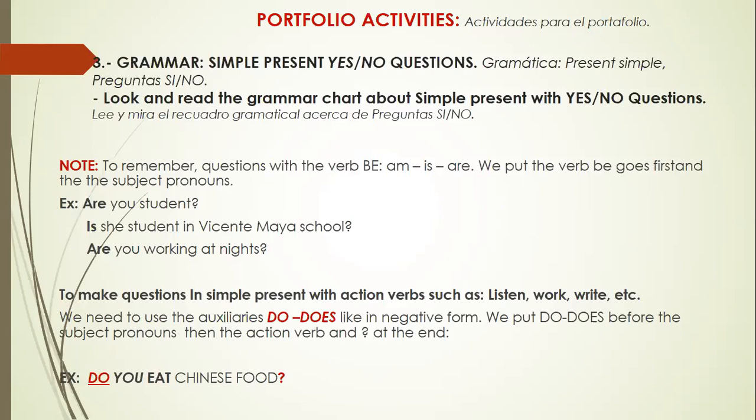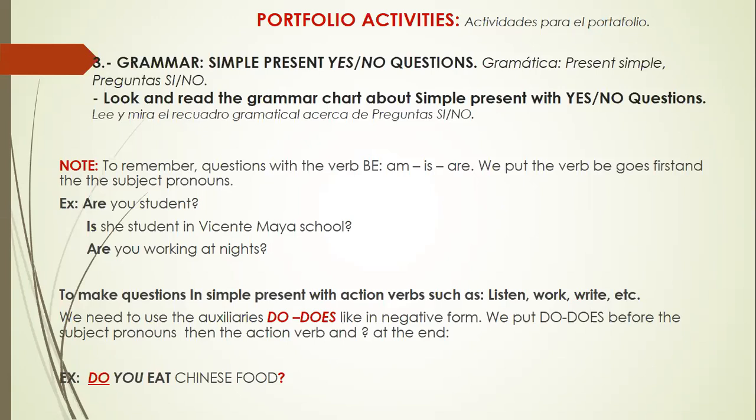Okay, the note, to remember, questions with the verb be, is, are: we put the verb be at the first, before the subject pronouns. Entonces, para recordar, dice que las preguntas con el verbo to be, is, are, ponemos el verbo be al principio, antes del pronombre personal. Ahí tenemos un ejemplo. Are you a student? ¿Eres tú estudiante? Ahí está el verbo to be. Am, is, are. Are you a student? ¿Eres estudiante? Y tú puedes responder yes o no.